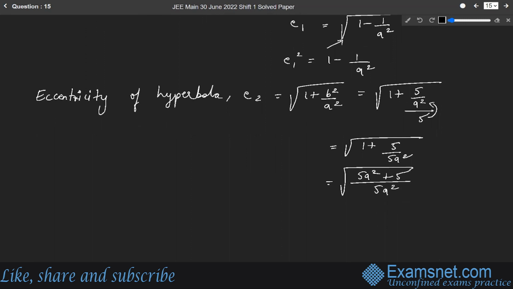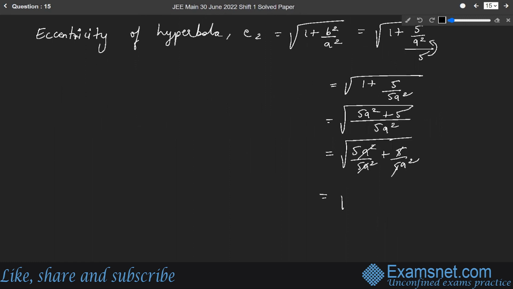All right. So here again, if we take the LCM, then we can separate the values: 5a square upon 5a square plus 5 upon 5a square. All right. So this is equal to 1, and this 5 and 5 will be cancelled. So we get under root of 1 plus 1 upon a square. This is the value of E2. Now to remove this under root again, let us square both the sides. So E2 square will be equal to 1 plus 1 upon a square. Okay, this is the eccentricity for the hyperbola.